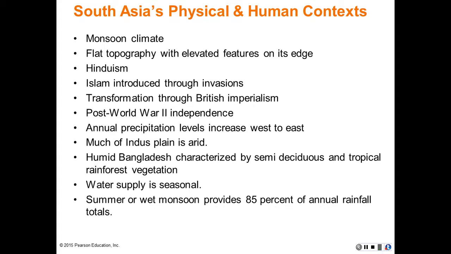The Indian continental plate is moving underneath the Asian plate and forcing up the Himalayas, one of the youngest mountains in the world and the tallest mountains in the world. Hinduism as a religion has the largest influence of the region, especially to the majority of India itself. But Islam has been introduced to the region through invasions of various types, and both Bangladesh and Pakistan are primarily Islamic religious regions. Much of the region transformed through periods of British imperialism.